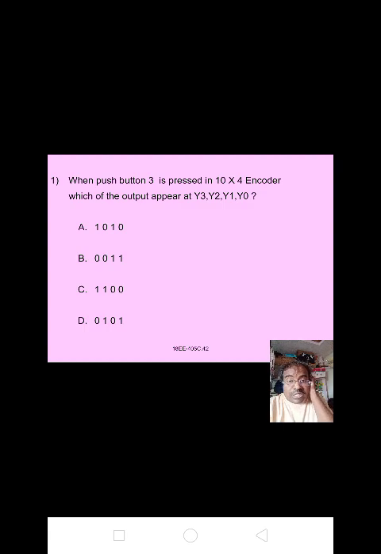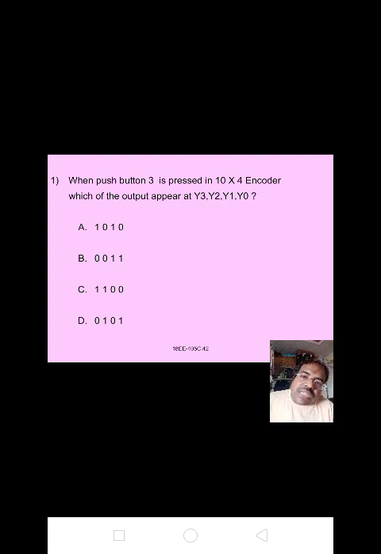When push button 3 is pressed in 10 into 4 encoder, or decimal to BCD encoder, which of the outputs appear at Y3, Y2, Y1, Y0? A, 1010. B, 0011. C, 1100. D, 0101. Anyone can tell this answer? For push button 3, what is the output for Y3, Y2, Y1, Y0? By clearly observing these values, we get that the answer for 3 is B, 0011.